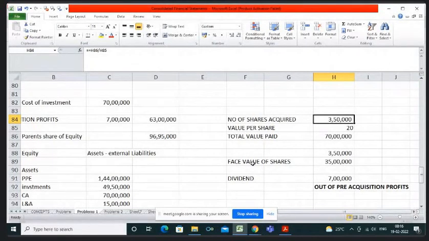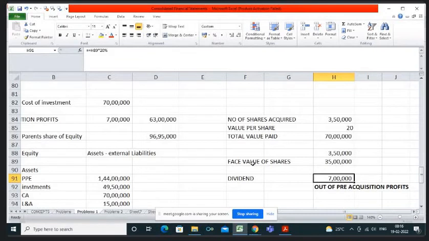And again, we have to find out how much dividend we have got. For that purpose, we have to see the face value of shares. The face value of shares is 10 rupees. So for 3,50,000 shares, the total face value is 3,50,000 into 10, 35 lakh. Dividend declared is on face value, which is 20%. So the face value of shares into 20%, we get an amount of 7 lakh. This is the amount of dividend received.